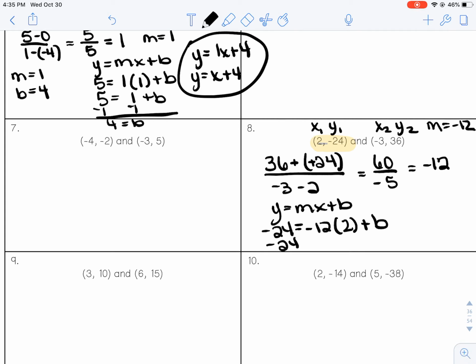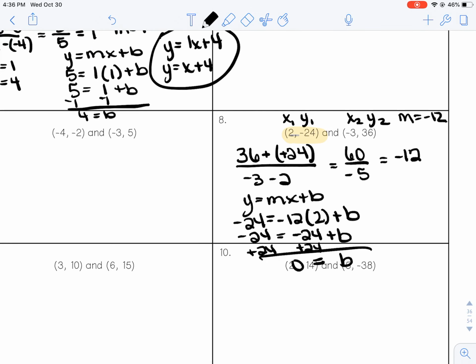So I see something going on. Negative 12 times 2 is a negative 24 plus b. To get rid of that negative 24, I add it to each side and I get 0 again. Okay, so let me just write that here. b is equal to 0. So my equation in slope-intercept form is y equals negative 12x plus 0, or y equals negative 12x. It's another proportional linear equation.